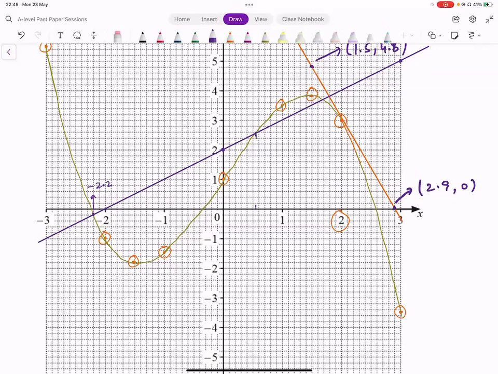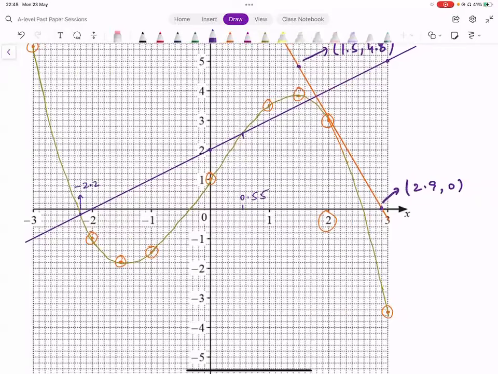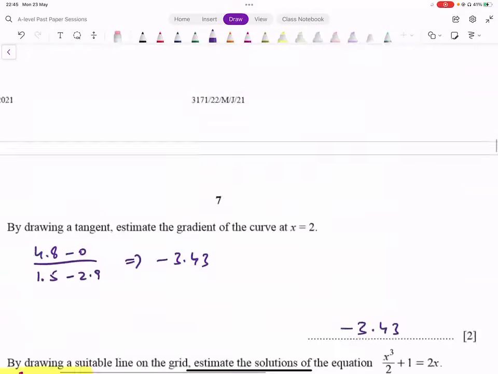This is 0.55, 0.5 or 0.6 के दरम्यान में. It's going to be 0.55. And then the third one is right here. You can say that is basically this point here, which is 1.7. So I've got these 3 points. ये मैं यहाँ पे लिख देता हूँ नीचे. -2.2.